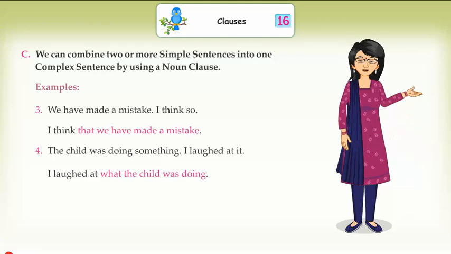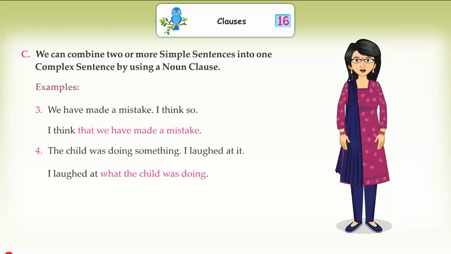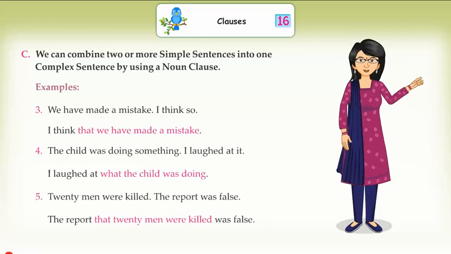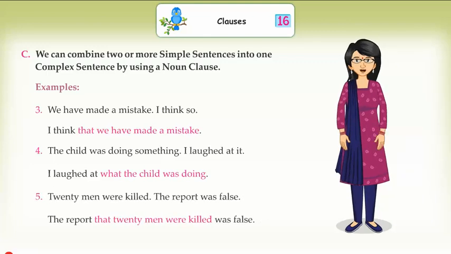4. The child was doing something. I laughed at it. I laughed at what the child was doing. 5. Twenty men were killed. The report was false.